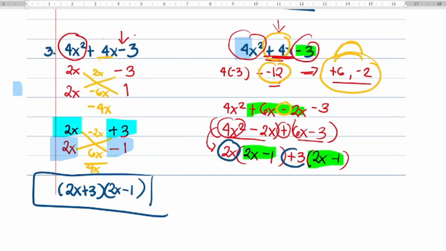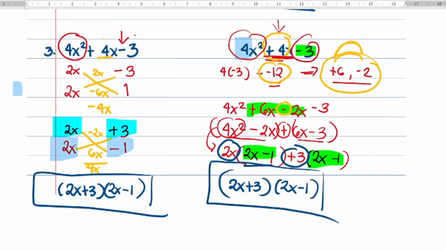So, we'll just write a final answer. Combine the two values na to ang gi-factor out. So, that would be 2x plus 3. Then, copy the common, 2x minus 1. So, same lagi hapon ang answer. Okay? Now, let's proceed to the next one.